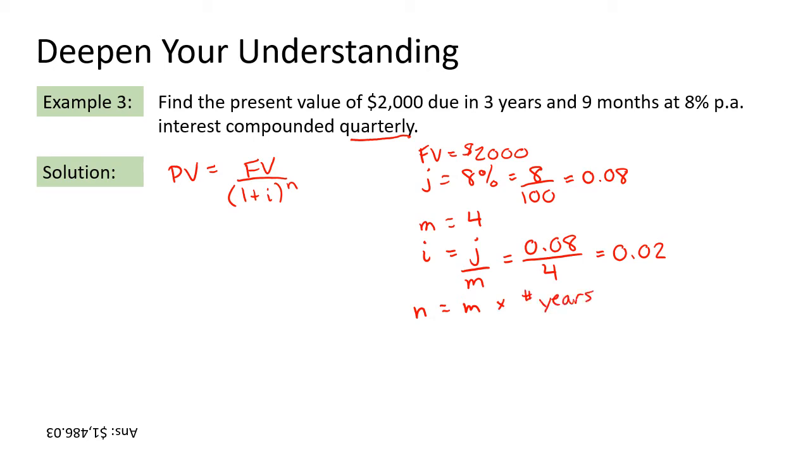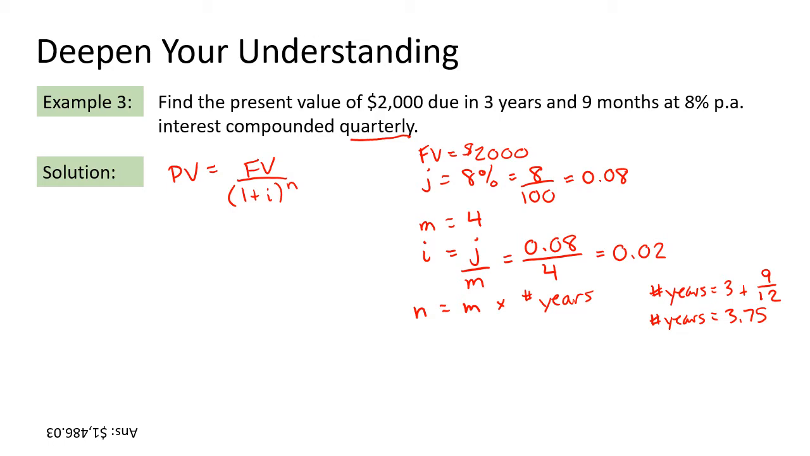So if you look here, we know that our number of compounding periods per year is 4, and our number of years is 3 years and 9 months. If we convert that all to years, our number of years is equal to 3, plus we have to convert that 9 months to years. So it's 9 months divided by the total number of months in a year. If we add those together, we get a total number of years of 3.75, because 9 divided by 12 is 0.75.